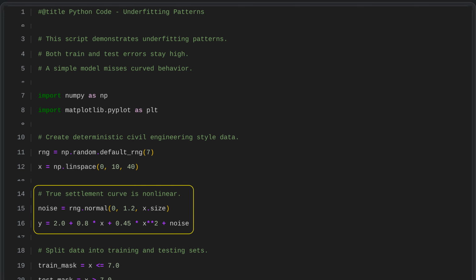We add normally distributed random noise to the data to simulate measurement variability. The underlying settlement pattern is nonlinear, combining a constant term, a linear term in x, and a squared term in x. Together, the curve and noise create a more realistic dataset where the true relationship is not simply a straight line.